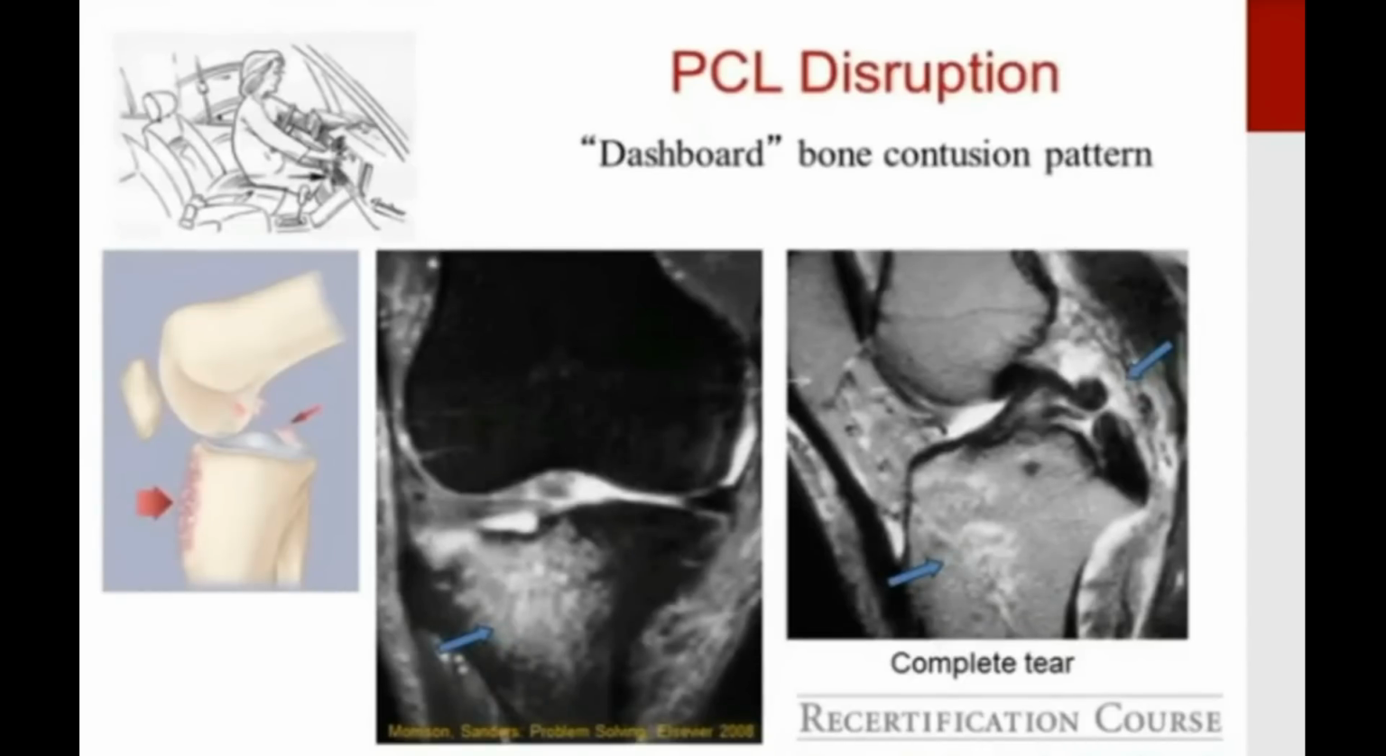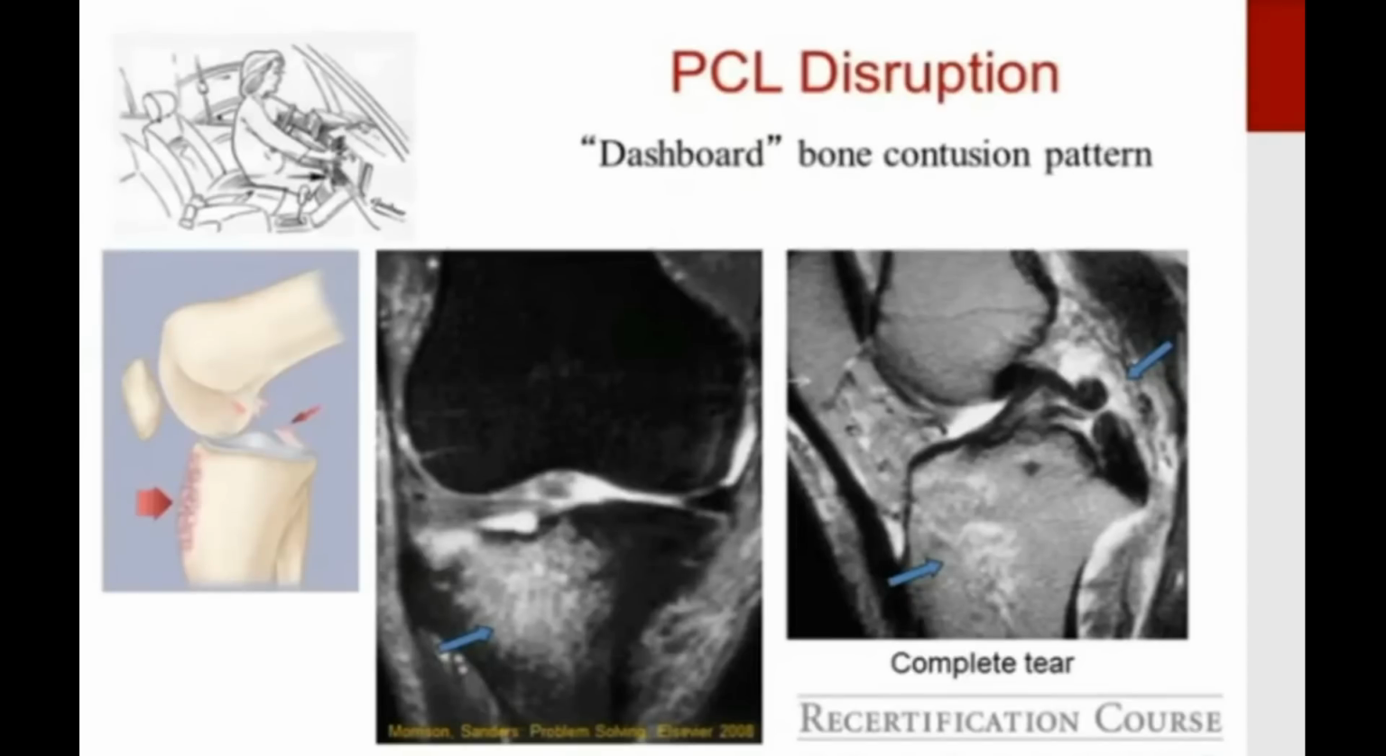The most common mechanism of injury is the dashboard injury. This occurs when the knee is flexed and there's tension applied to the anterior aspect of the tibia, driving the tibia posteriorly, and then this injures the PCL. We often see bone contusion in the anterior proximal tibia and possibly contusion within the anterior soft tissues.